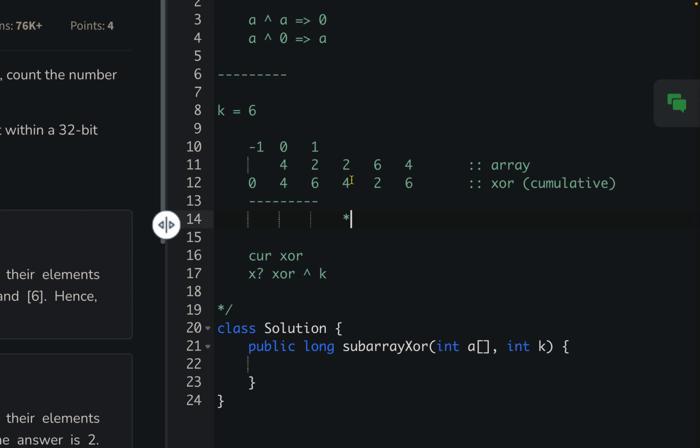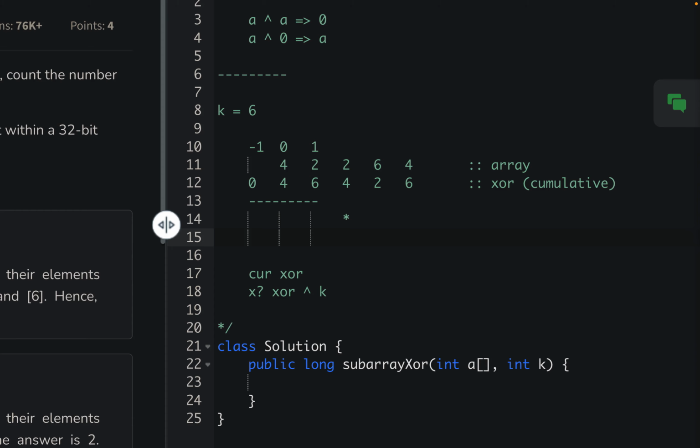4 it is. If I'm at 4, what element do I need? So I need 4 XOR 2 to get my answer as 6. So can I see 2 on the left hand side? No, I cannot. So leave it. Let's come to next.